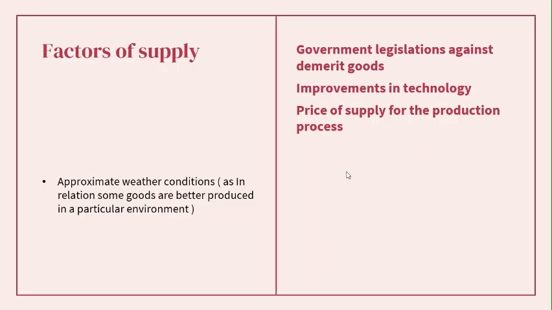Improvements in technology. Rapid improvements in technology could increase the production process, allowing for more goods to be produced at a time. Prices of inputs for the production process: if the costs of the goods that are needed to produce other goods and services are high, that will likely decrease the amount of goods produced. So that's some of the factors of supply.